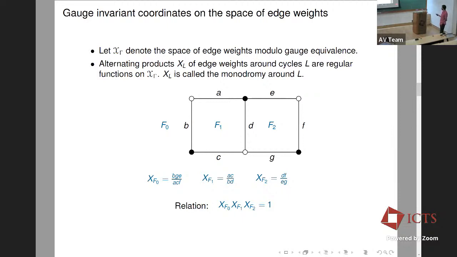Right, the X is because this is supposed to be a chart for a cluster variety. And that's right. So yes, this is a chart for a cluster variety. It's the Fock-Goncharov X cluster variety.